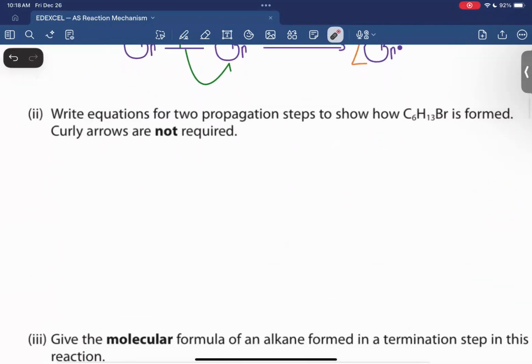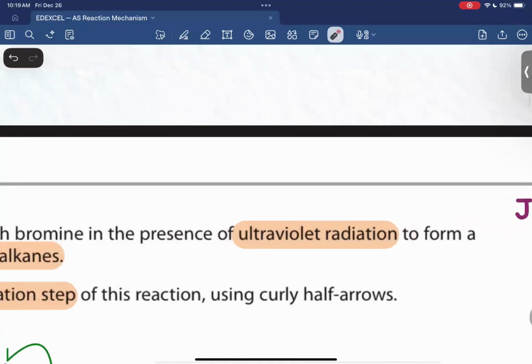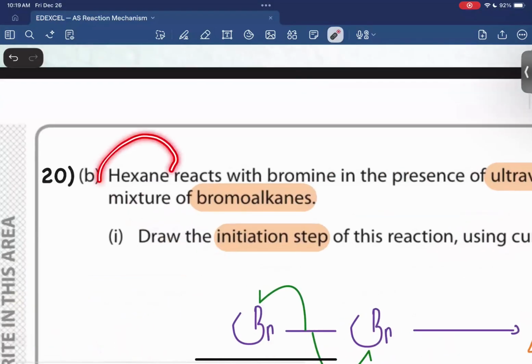Now it says to write two propagation steps to show that C6H13Br is formed. Curly arrows are not required. Okay, now haloalkane. It means that an alkane reacted with a halogen led to the formation of this. Now what was the alkane? The alkane was hexane.